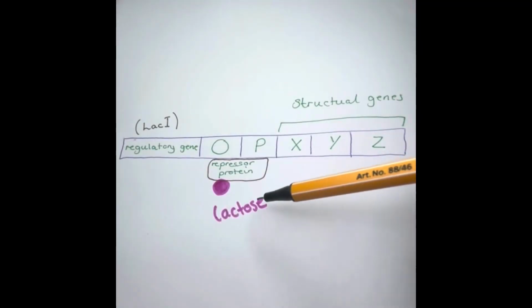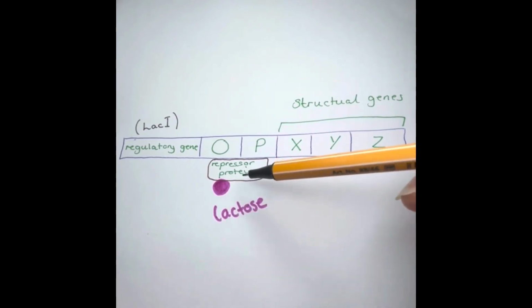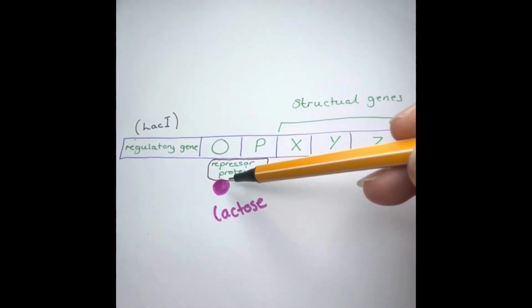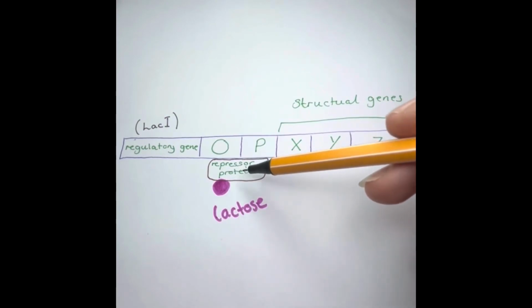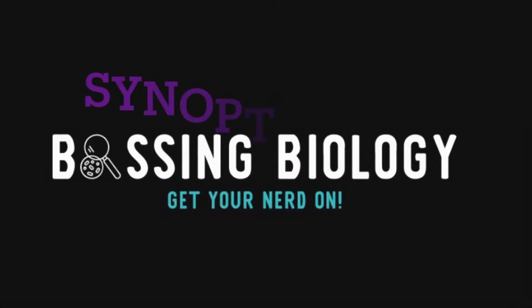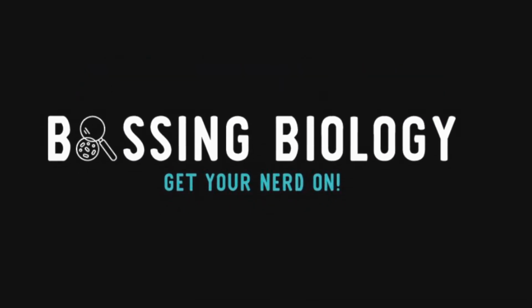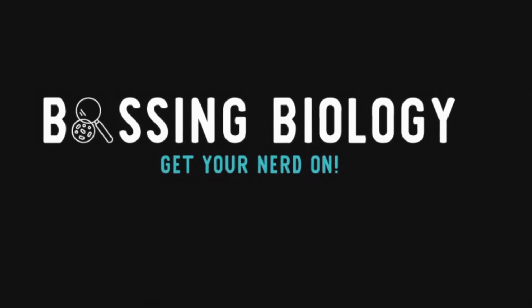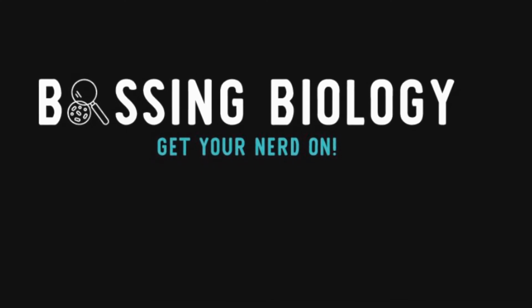So now let's look at what happens when lactose is present. Firstly, it binds to the repressor protein. Now this is purely synoptic. What happens when something binds to a protein? Where have you seen this before? Think back to AS when you looked at enzymes. That's right. It's exactly like a non-competitive inhibitor we see in enzymes. When the lactose binds to the repressor protein, it will change the tertiary structure, therefore meaning it can no longer bind to the operator region, exactly like we see in enzymes.